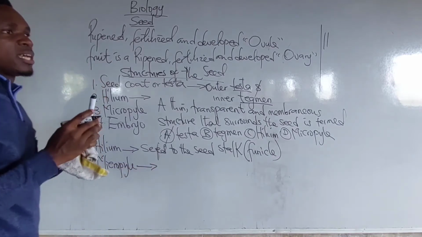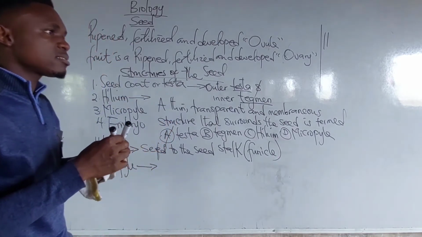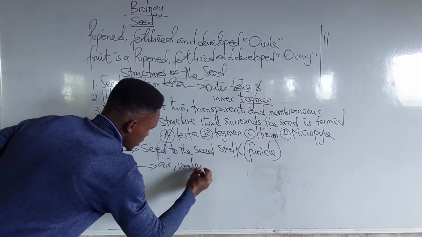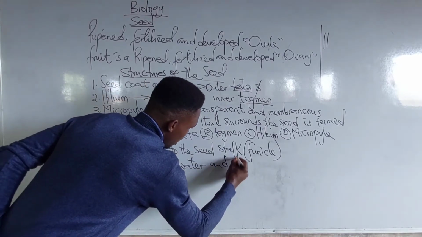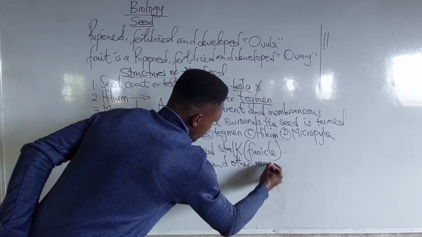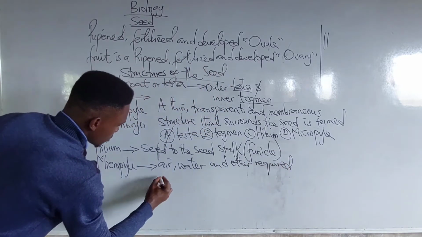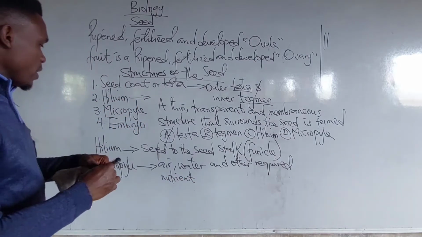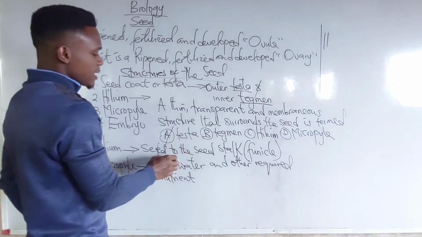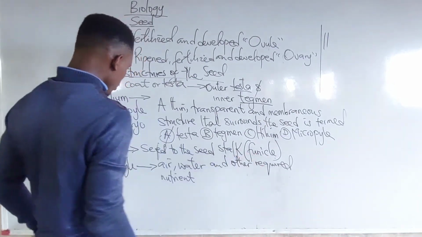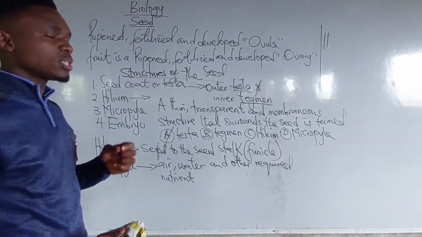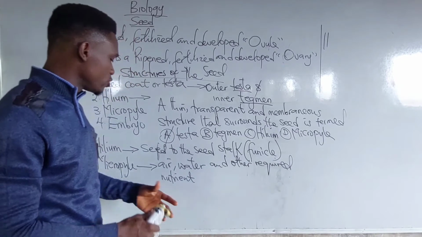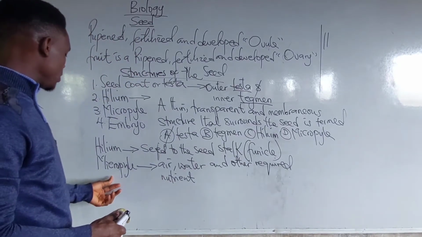Now the micropyle of a seed means the tiny hole that permits the entering of air, water, and other required nutrients for the seed. Alright, so I said the hilum means the part that attaches the seed to the seed stalk, called the funicle. Then the micropyle is that small hole that permits the entering of air, water, and other required what? Nutrients. So please, that is the work of the micropyle.